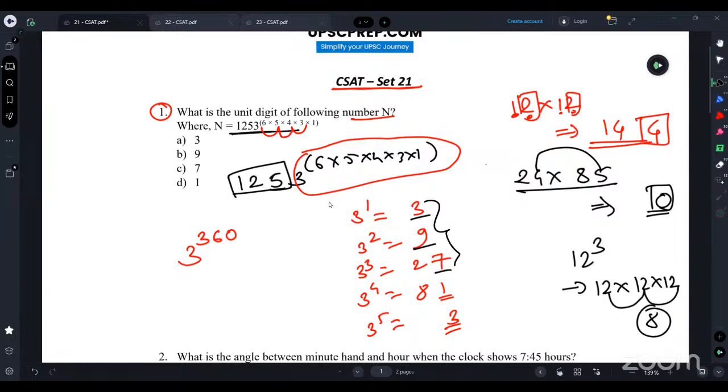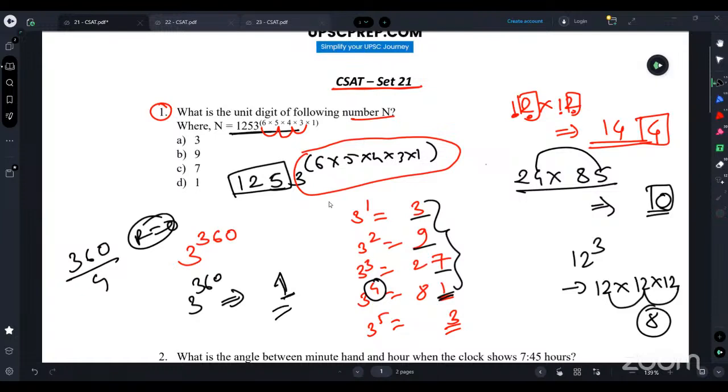So the pattern is 3, 9, 7, 1. What I mean to say is all the powers of 3 which are divisible by 4 will have unit digit 1. Now see, guys, is 360 divisible by 4? Yes, it is divisible by 4. You will get remainder 0 here. That means the unit digit of 3 raised to 360 will also be 1, because this pattern 3, 9, 7, 1 will be followed. So option D is the correct answer.